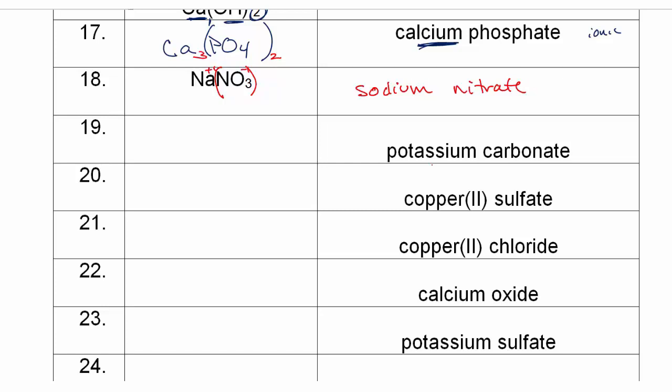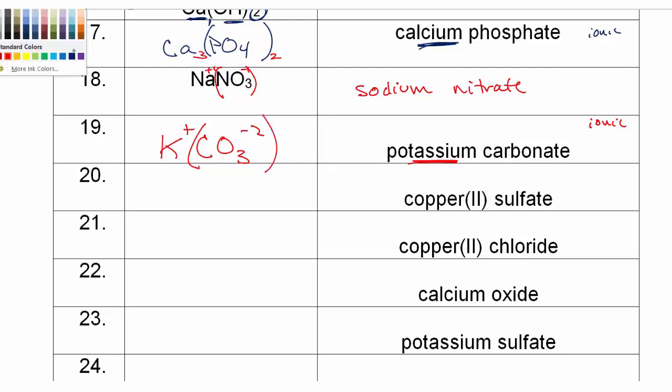Potassium carbonate, another metal, has to be ionic. Potassium is K, and it's in group 1, so it has a +1. Carbonate is CO3 with a -2. I like to put parentheses around the polyatomics and make those charges be subscripts. So K2CO3.